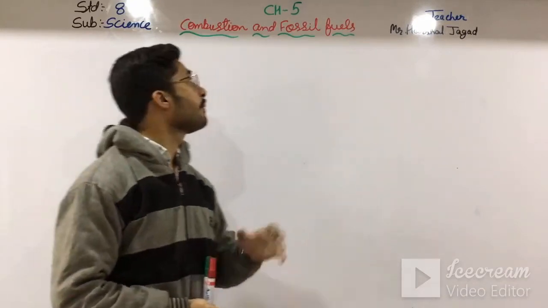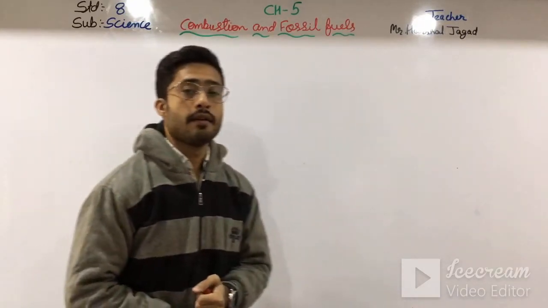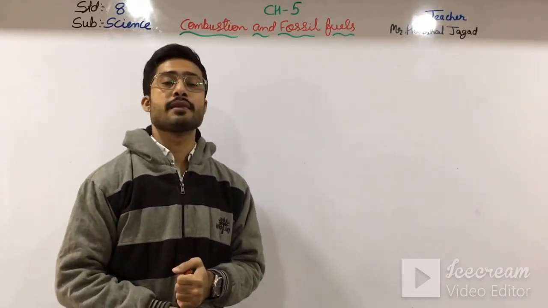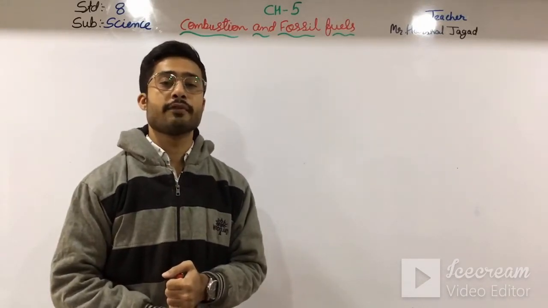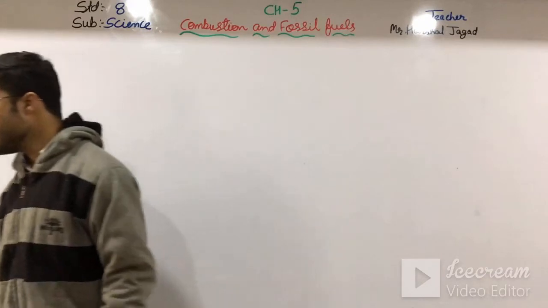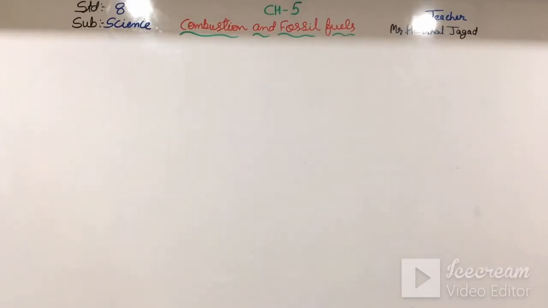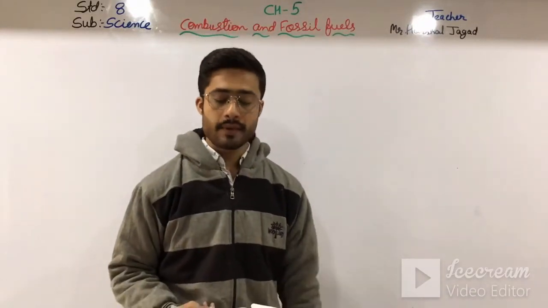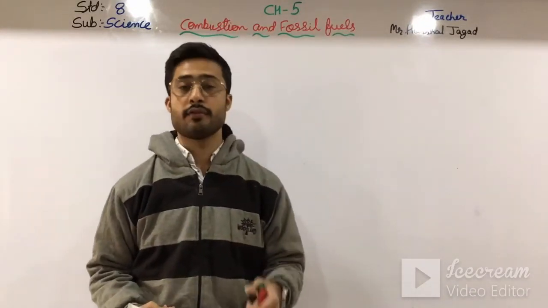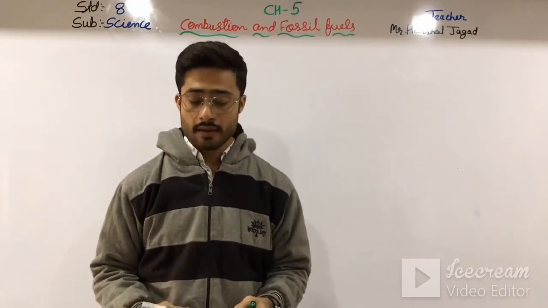The chapter number 5, that is combustion and fossil fuel. In that, we have just seen up to the flames in the previous video. Now moving further. In the previous video we had just remained with the difference between blue flame and yellow flame. So let us first of all see the blue flame and yellow flame.